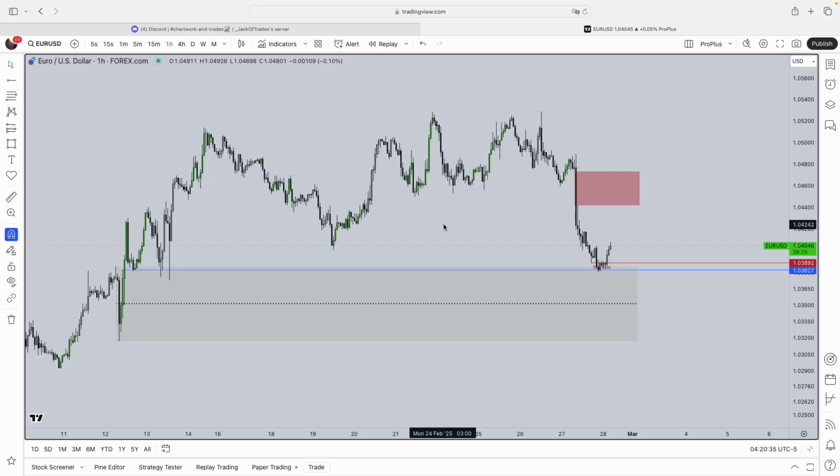It's Friday, the 28th of Feb, so the last day of the month. Gonna look at euro, cable, and dollar. So, gonna jump straight into euro.